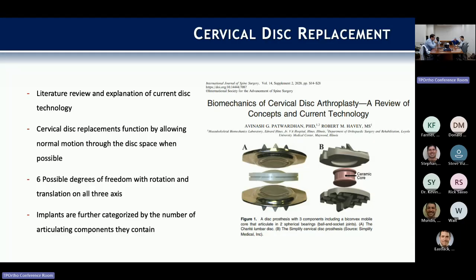So this was a literature review, an explanation of current disc technology. Again, there are 6 possible degrees of freedom with rotation and translation on all 3 axes. And implants are further categorized by the number of articulating components that they contain.